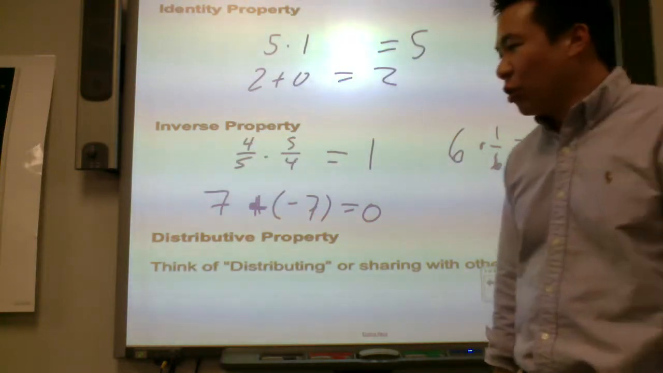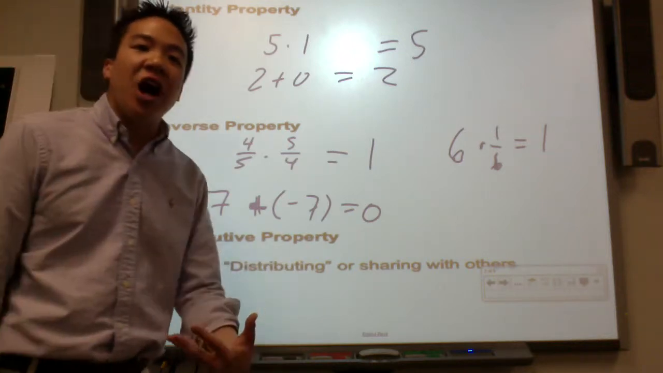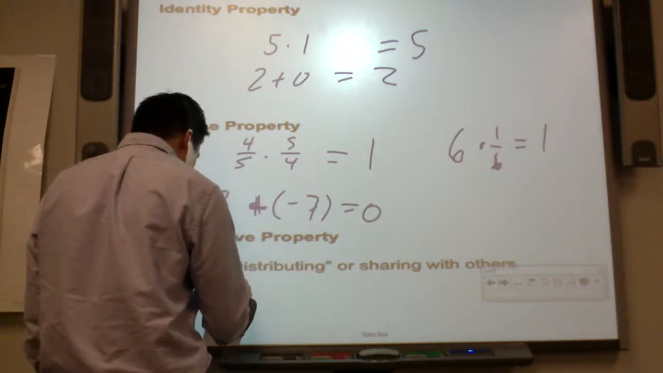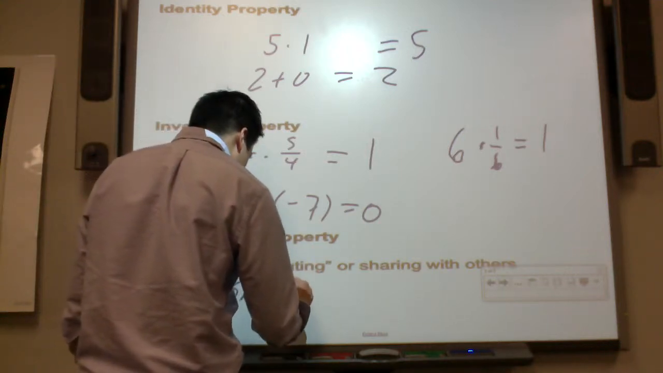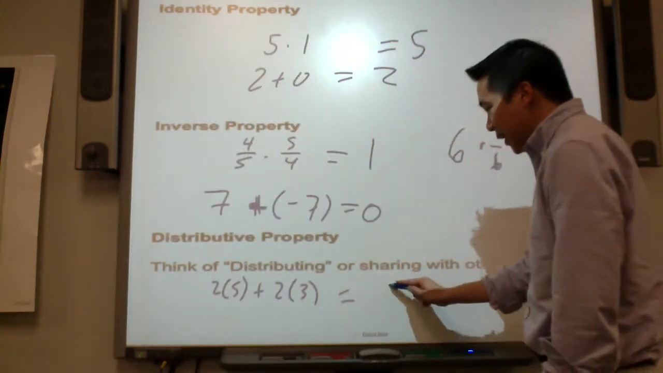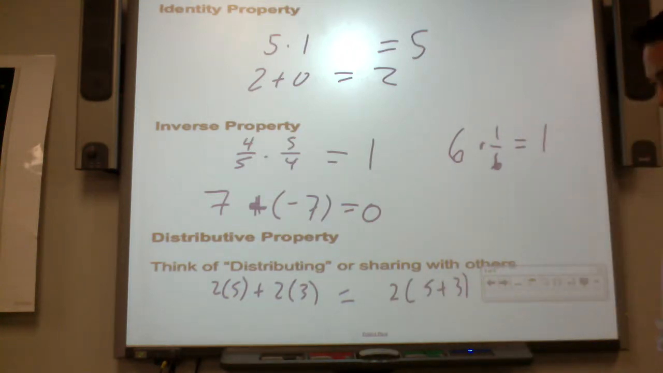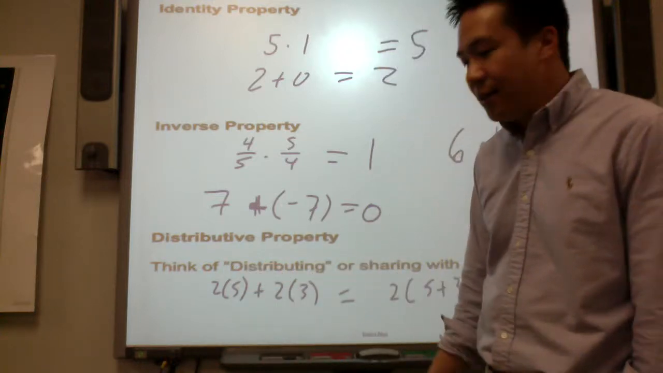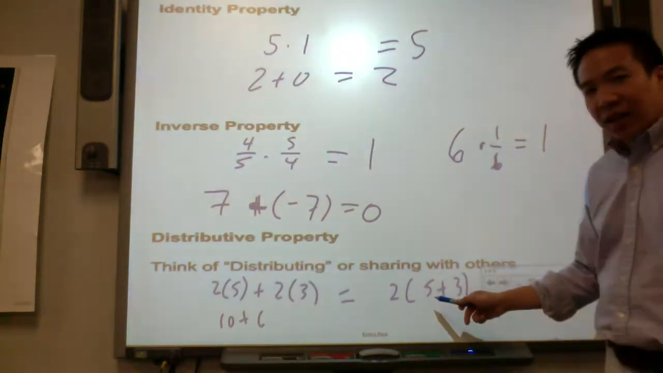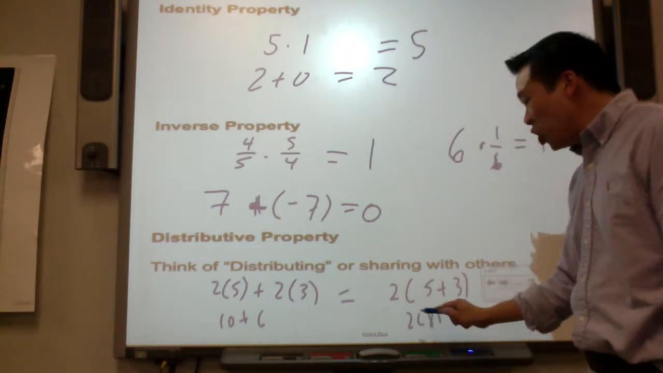And last but not least, we're going to learn this today. Distributive property is like distributing or sharing with others. For example, you have 2 groups of 5 plus 2 groups of 3. Is that the same as saying 2 groups of 5 plus 3? Is this the same thing? Let's see. What's 2 groups of 5? 10. What's 2 groups of 3? 6, which is 16. What about this one? If you did the grouping symbol first, 5 plus 3 is 8. 2 groups of 8 is also 16.